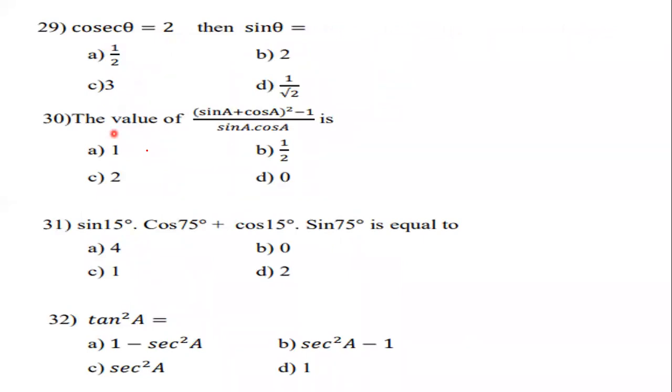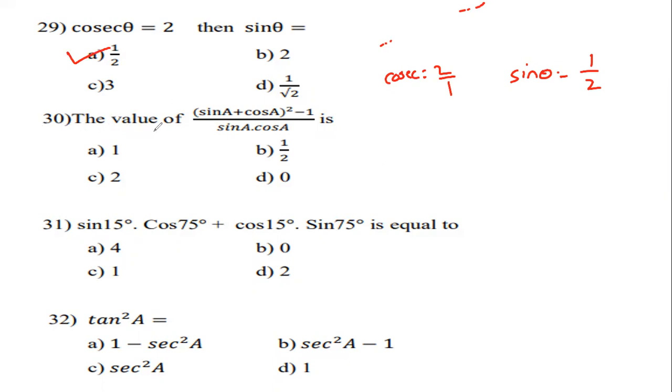Next, go for the 29th question. Cosecant theta equals 2. You can write cosecant theta equals 2 by 1. Then sin theta equals the reciprocal of cosecant theta, which means 1 by 2. Which option is right? Option A is correct.